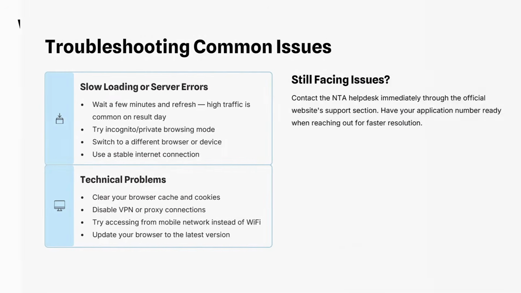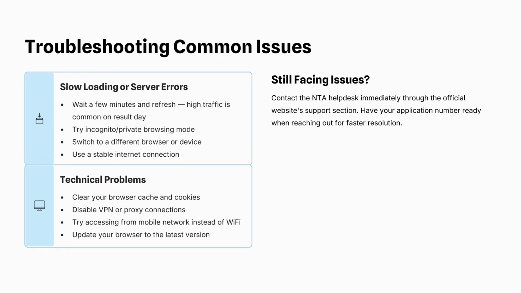On result day, the website may load slowly due to heavy traffic. If you face issues, wait and refresh the page, use incognito mode, switch browsers or devices and ensure a stable internet connection. If problems continue, clear your browser cache, disable VPN, update your browser or try using mobile data. If you still face issues, contact the NTA help desk through the official website with your application number ready.